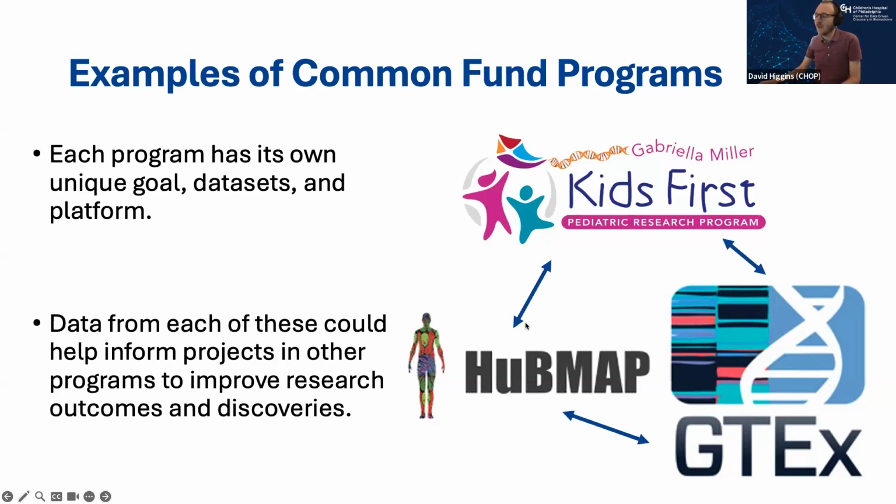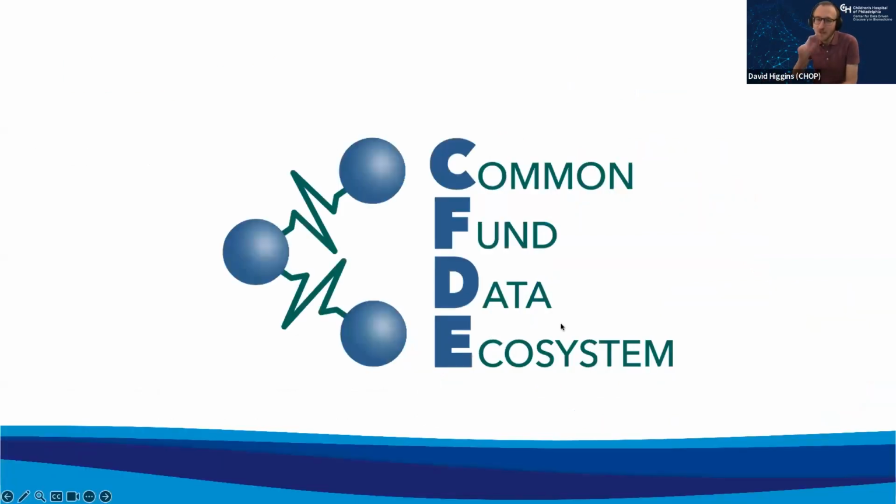So as you can see, each of these programs is its own independent platform, but we could really benefit investigators by combining this data together. So data from each of these projects could help inform projects where we're combining and getting these larger research questions, better research outcomes, and better discoveries. So if there was only some type of way that these Common Fund data groups could be coordinated together? And so there is the Common Fund Data Ecosystem.